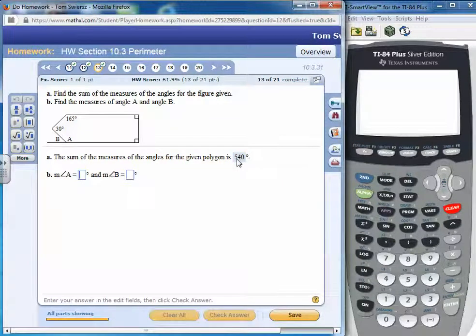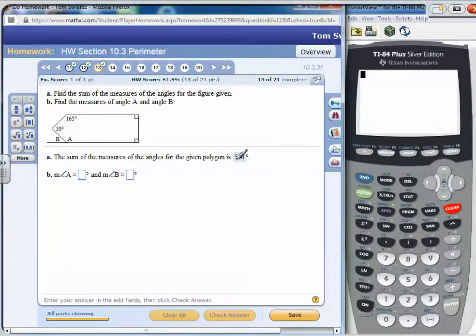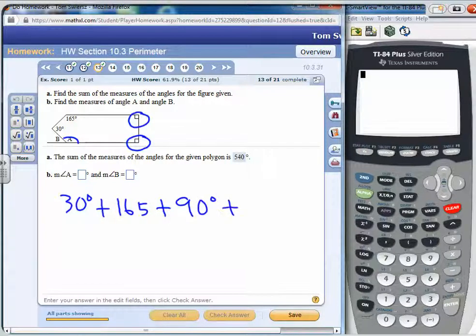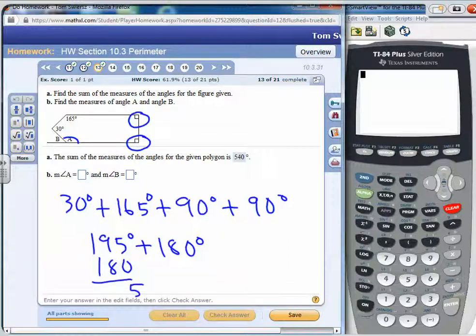Now, what's the measure of angle A? Notice angle A is one of the interior angles, right? Okay, the other 4 angles are what? Given to be 30, 165, and these 2 are marked as right angles, so they're both 90 degrees, okay? So we have 30 plus 165 is 195, plus 180. So altogether, these 4 angles add up to 375 degrees, right?